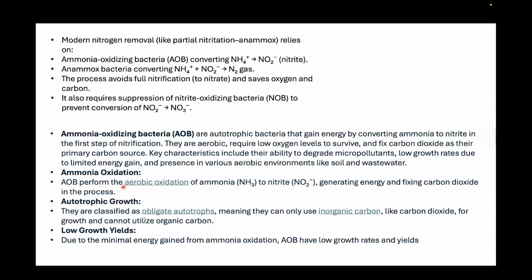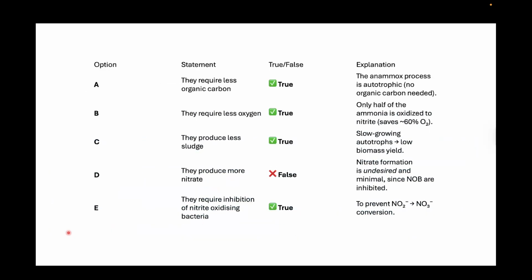And what happens in ammonia oxidation? AOB performs the aerobic oxidation of ammonia to nitrite, generating energy and fixing carbon dioxide in the process. They are classified as obligate autotrophs, meaning they can only use inorganic carbon like carbon dioxide and cannot utilize organic carbon sources like glucose, and they have low growth yields. So they require less organic carbon is true because the anammox process is autotrophic.